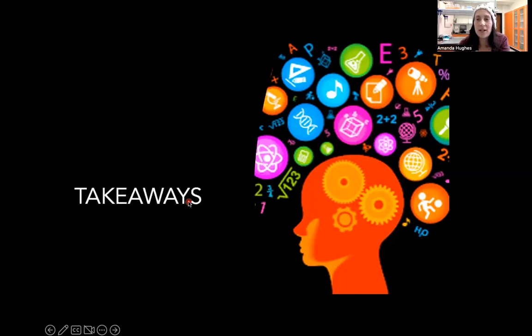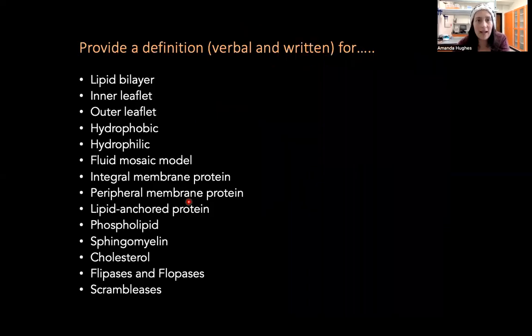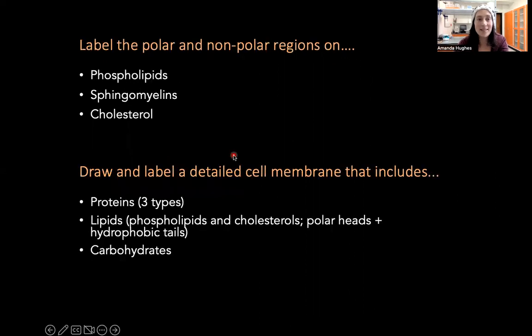All right, so what are the big takeaways from this mini lecture? You should be able to provide definitions for the following. You should be able to define what is a lipid bilayer, the inner and outer leaflets, hydrophobic, hydrophilic, the fluid mosaic model, the three different types of proteins, integral, peripheral, and lipid anchored, the three different types of lipid molecules that make up membranes: phospholipids, sphingomyelins, and cholesterol, as well as the three enzymes that help flip those lipids between leaflets: the flippases, floppases, and the scramblase.